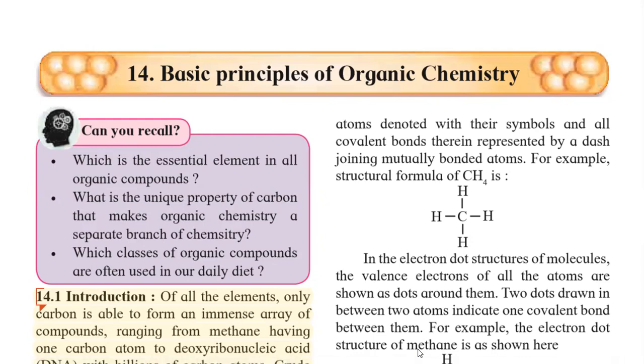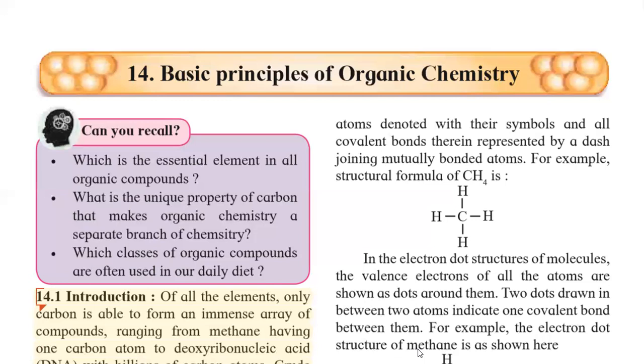I had explained to you that organic chemistry is mainly based on the study of carbon and its compounds. So the essential element of organic compounds is carbon. Carbon is the most important element and is present in all organic compounds. This is the answer for question number 1 given in this chapter.